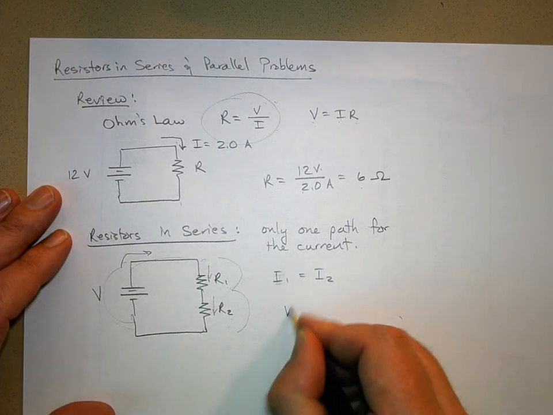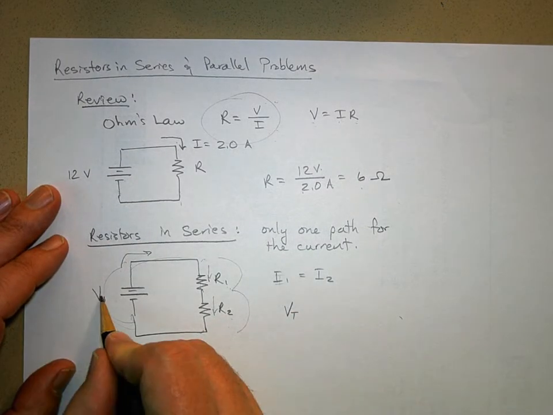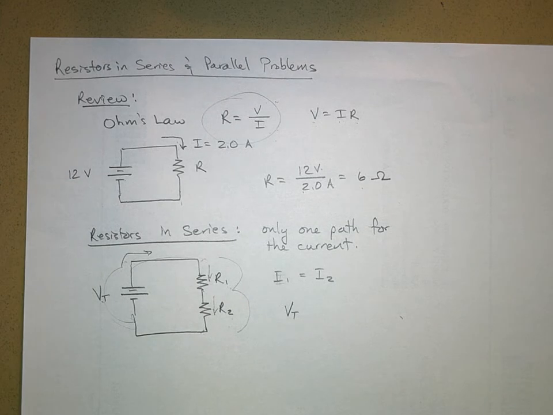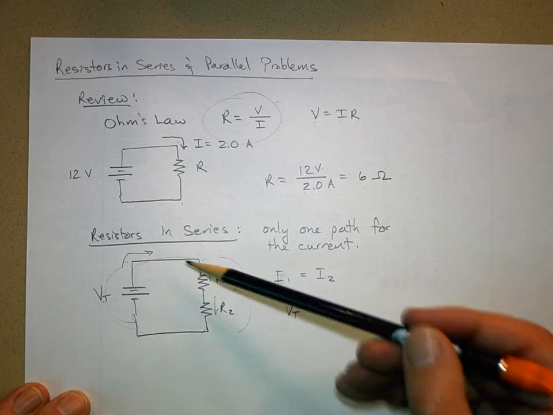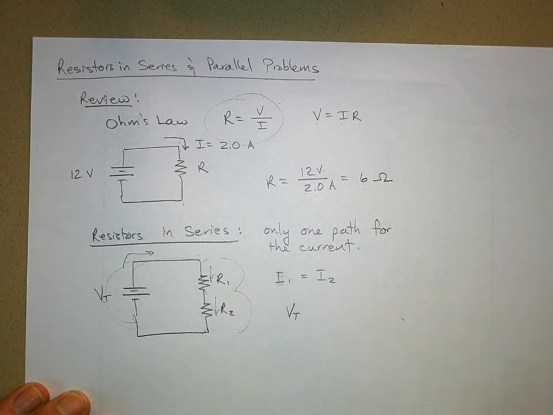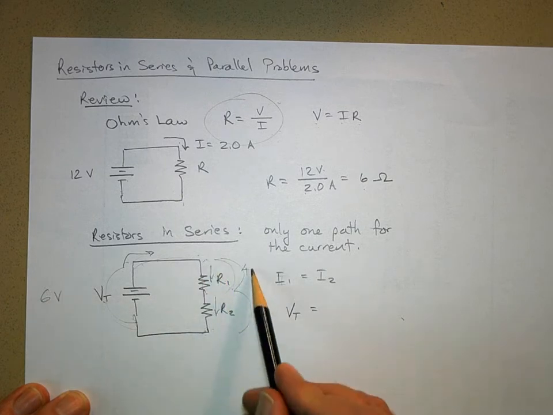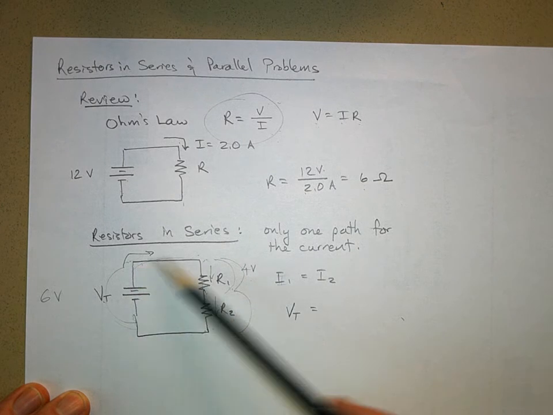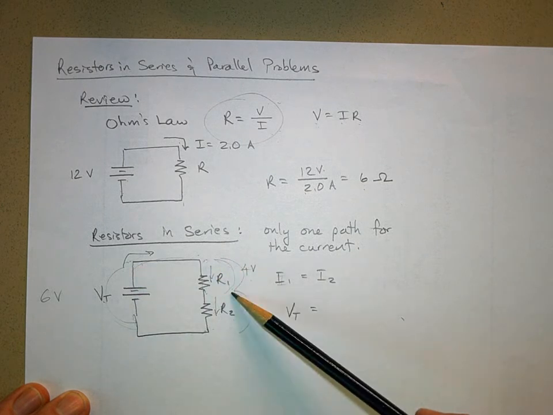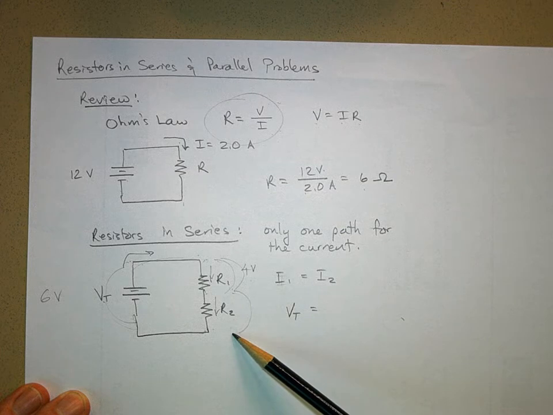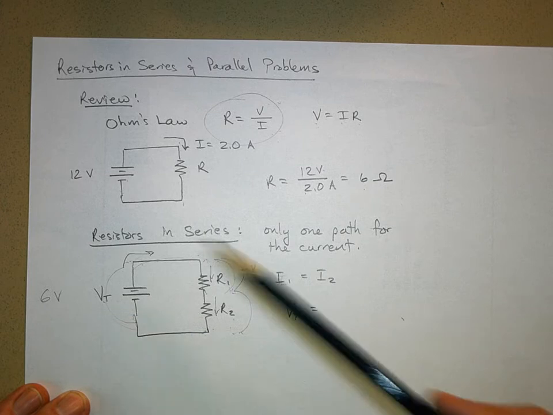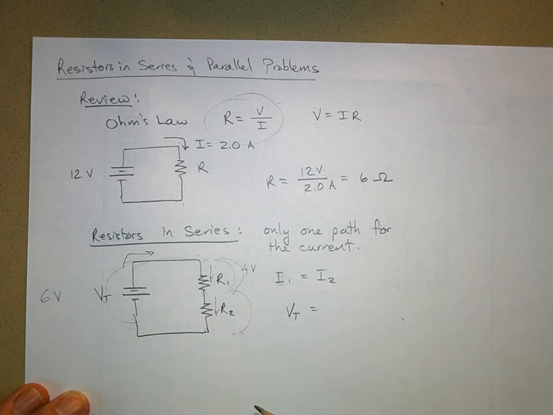So, in other words, the total voltage, and I'm going to call this V sub T, the total voltage delivered to the circuit by the batteries, well, that voltage gain has to be equal to the voltage drops across the resistor. So, for example, if this was 6 volts, and if this was 4 volts, you would know that R2 would have to be 2 volts, right? Because you're going to need 4 plus 2 to equal the 6. The voltage gains have to equal the voltage drops in a circuit.